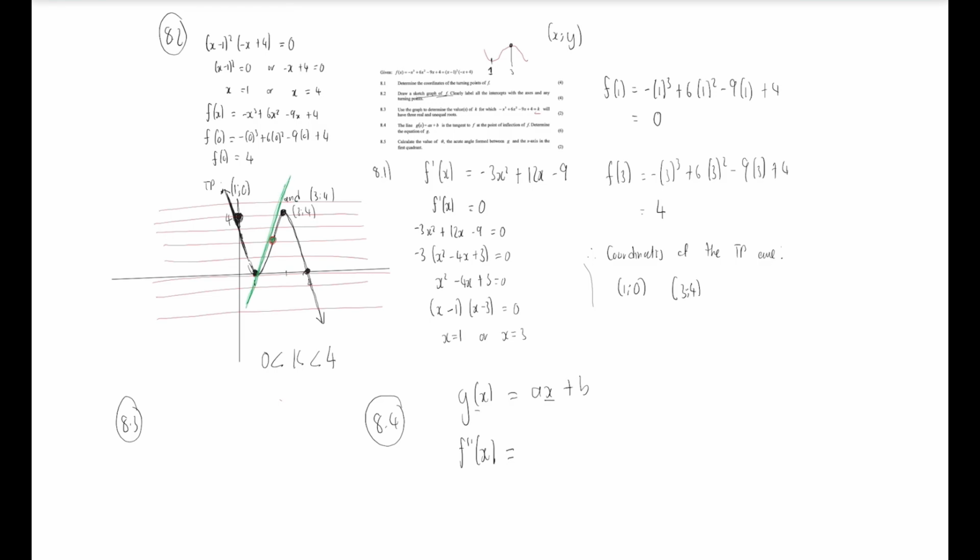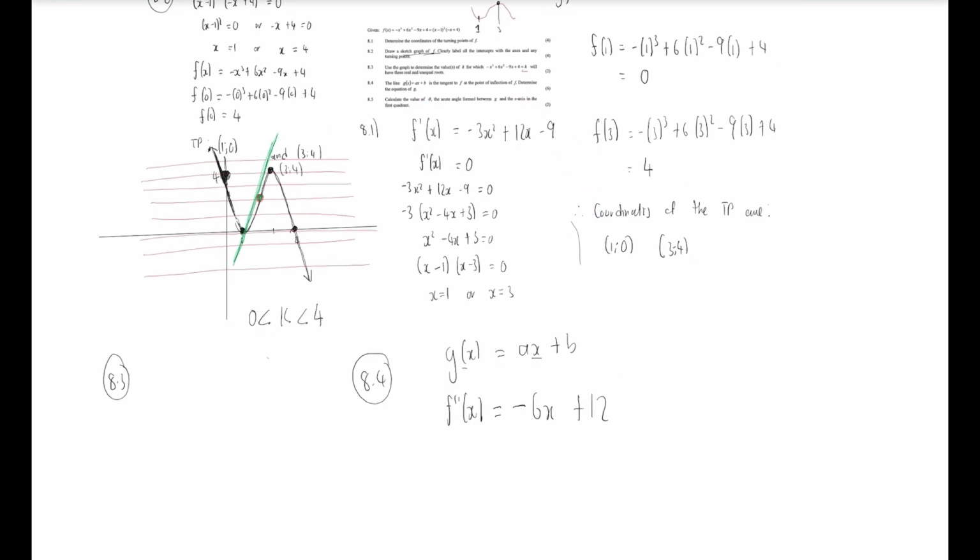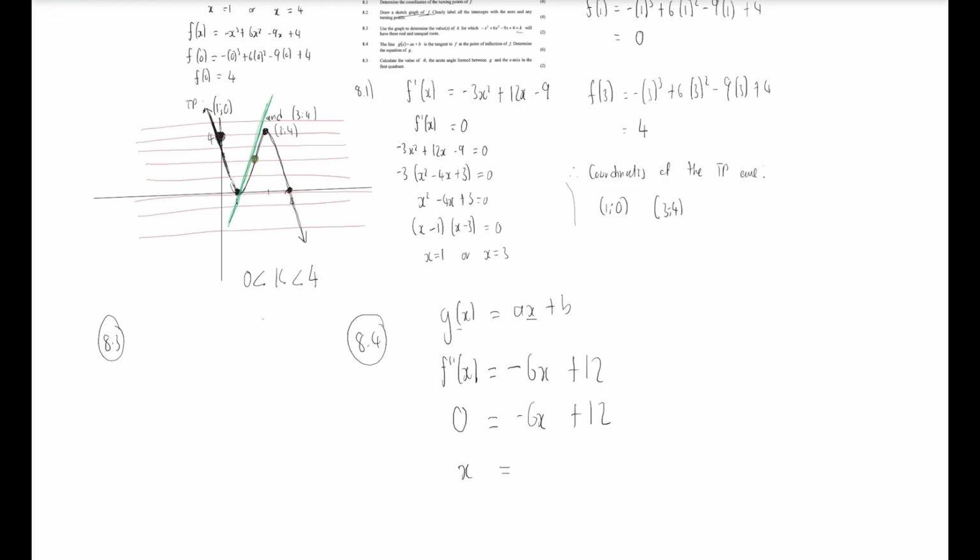So now f double prime x is going to be equal to negative 6x plus 12, based on this equation. And now what we're looking for is where f double prime x equals 0. Then it's negative 6x plus 12 equals 0, and you're going to get x equals 2. Isn't that amazing? So this corresponds to an x value of 2, but we still need to find the y value of this x value.